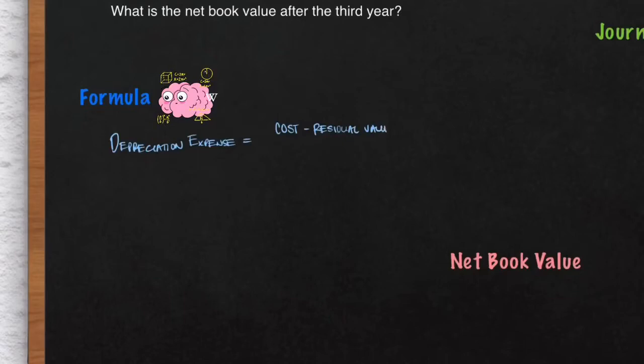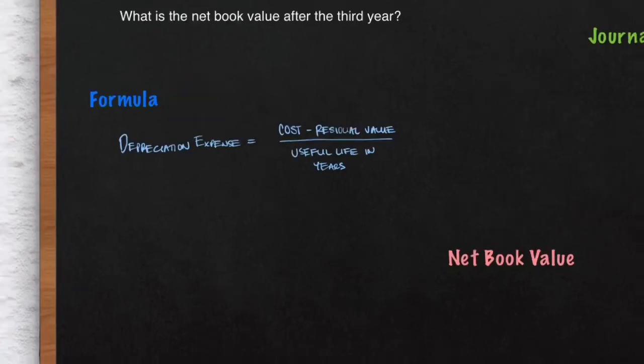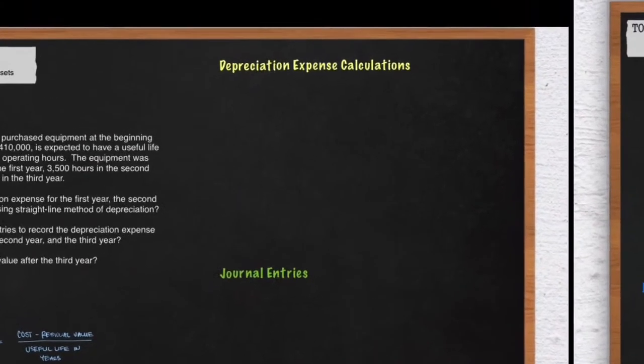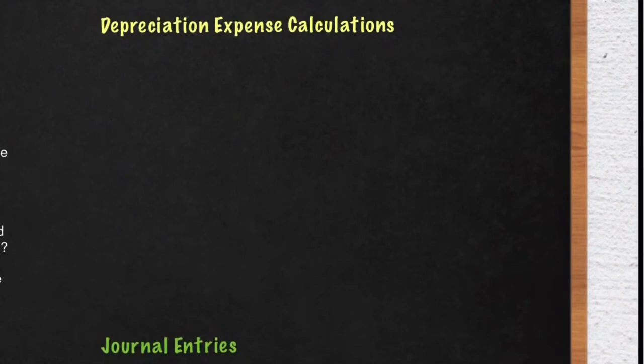Then you're going to divide that by the useful life. And this is usually expressed in number of years. So let's put useful life in years. This formula again will give you the depreciation expense for every single year of the life of the asset. Now let's calculate the depreciation expense for years 1, 2, and 3.